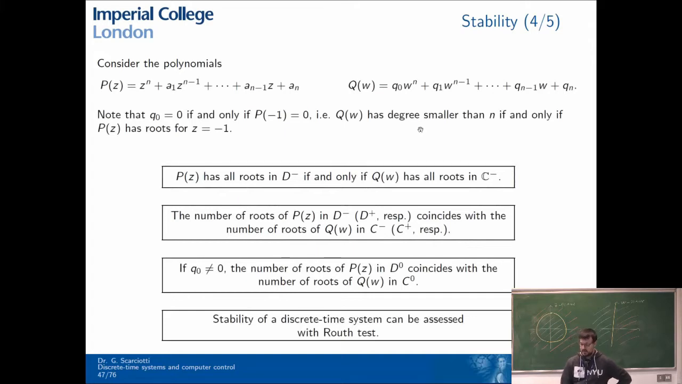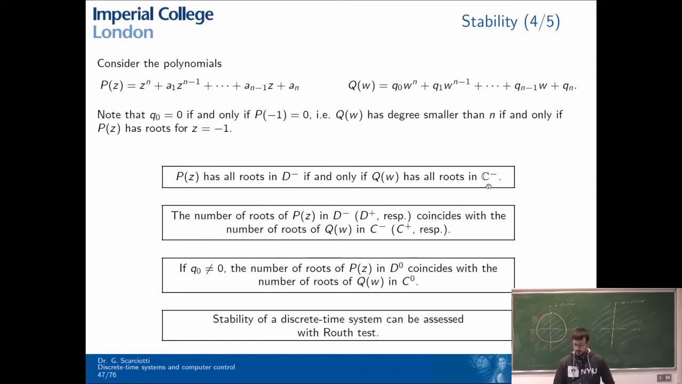So this means that we have to be careful, and we always have to check that the degree of this polynomial is the same as the degree of this polynomial. If the degree of this polynomial is less than the degree of this polynomial, it means that there is a certain number of roots in minus 1. Okay? Since we are concerned with asymptotic stability in particular, so we are concerned with roots that are inside the circle, what we want is that q of 0 is different from 0, and we want to check if the roots of q of w are in C minus.